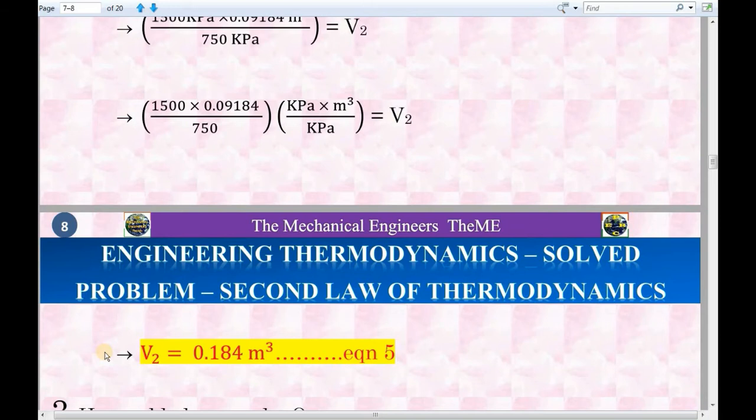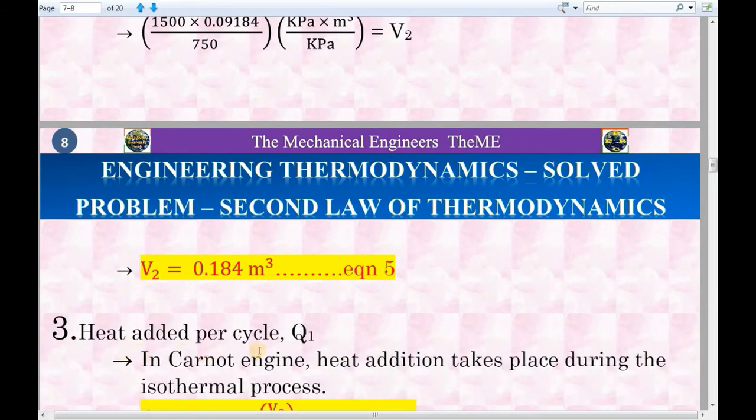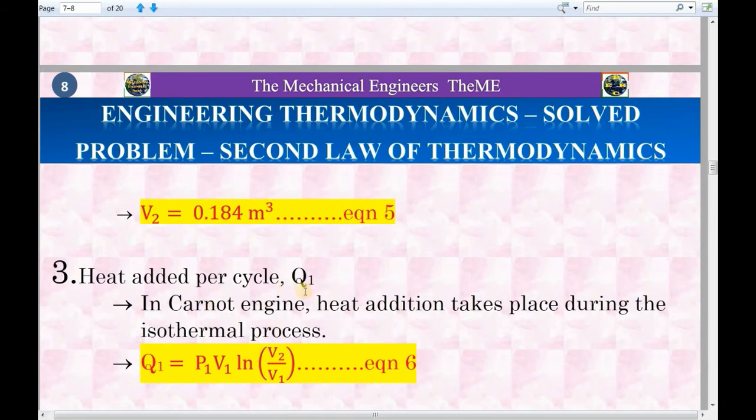Next we will find the value of heat added per cycle, which is taken as Q1. The air in the source is being heated during isothermal process. So for finding the value of Q1, we will use the formula of heat added during isothermal process. And the formula is Q1 is equal to P1 V1 log V2 by V1. And consider this one as equation 6. In equation 6, we know the values of P1, V1 from equation 2 and V2 from equation 5. So just substitute the values.